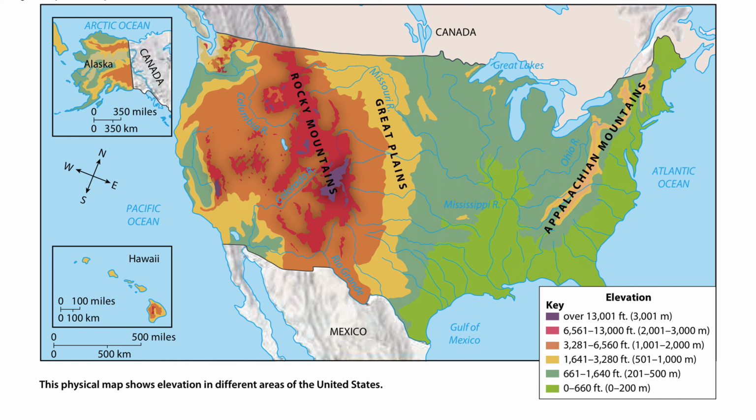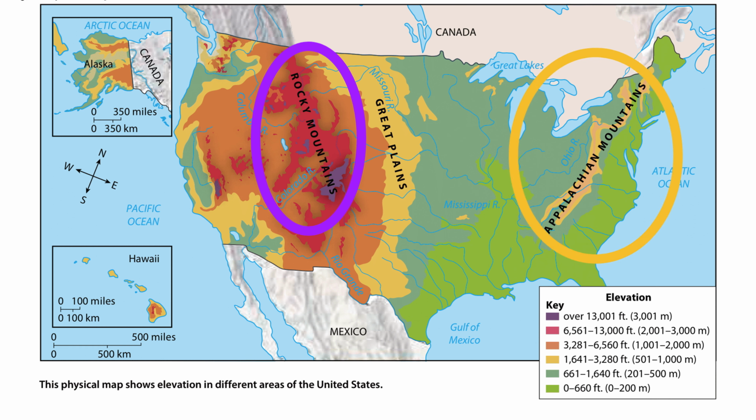Now look back at the physical map of the United States on page 46. The elevation key tells you how high the land is. How high are the Great Plains? Most of this area is shaded yellow and light brown. That means the elevation is between 1,641 and 6,560 feet high. Which mountains are higher, the Rocky Mountains or the Appalachian Mountains? The Rocky Mountains are higher. They are shaded red and purple.